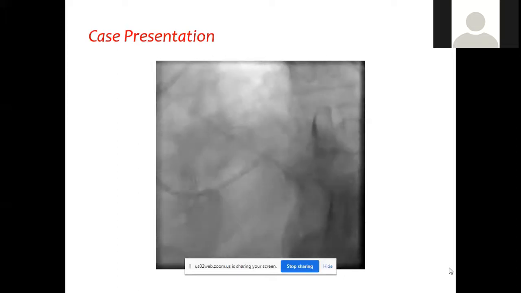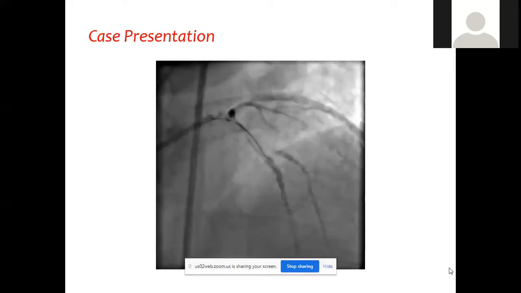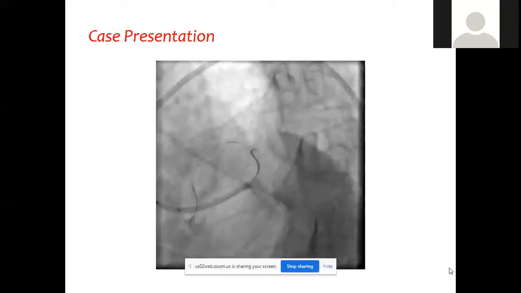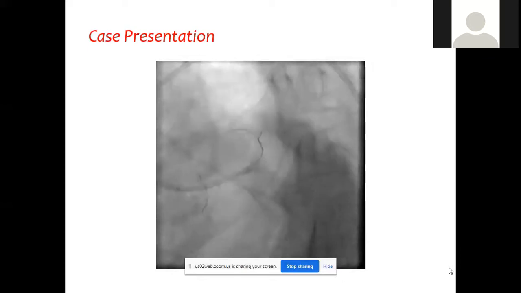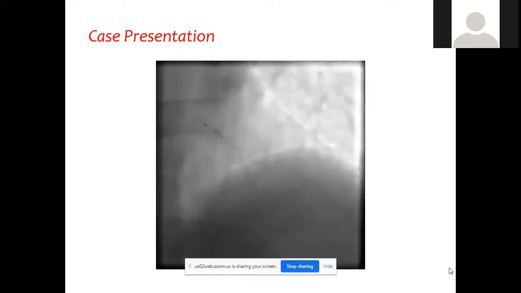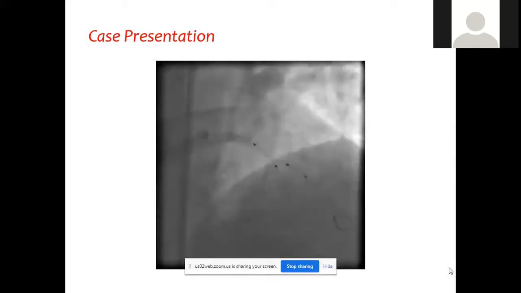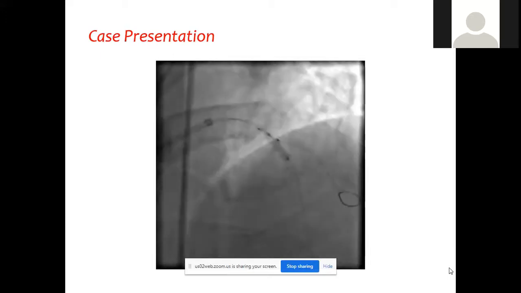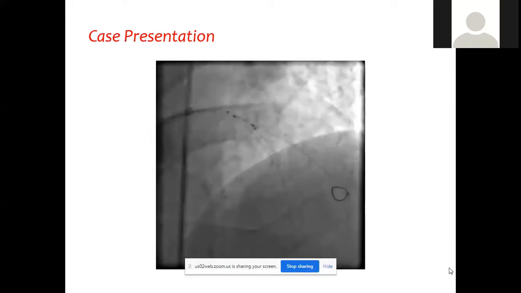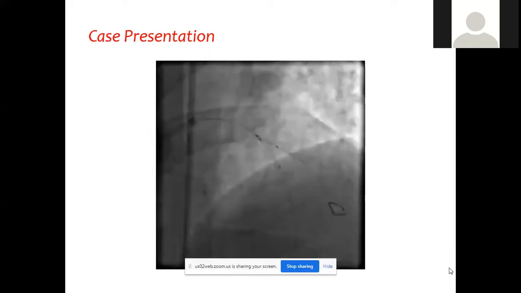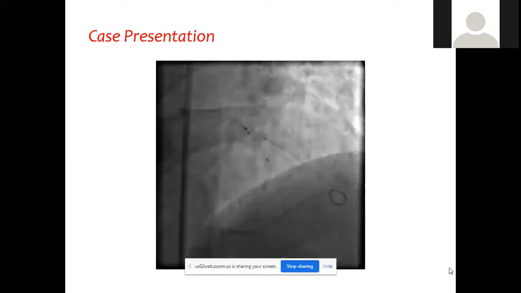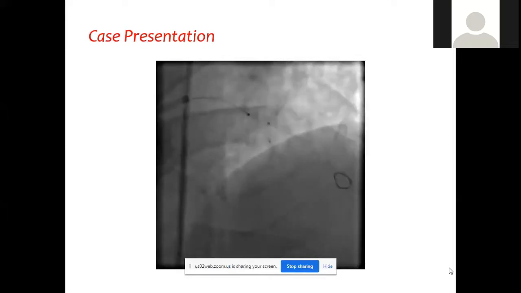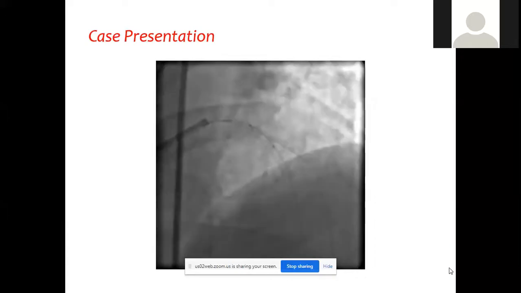Then the diagonal can now be seen. Then we tried with a Gaia Second wire that succeeded to cross to the diagonal first. Then the balloon failed to cross first. Then we used another balloon, then kissing, as you can see here. Again, kissing of both the diagonal and the LAD.